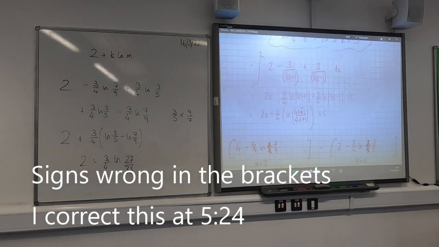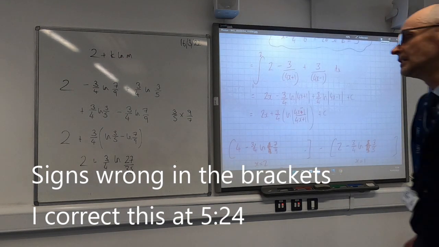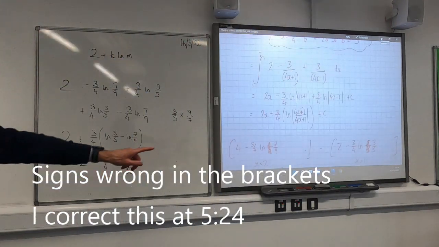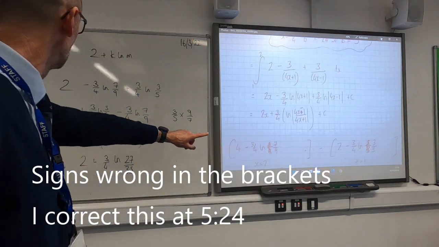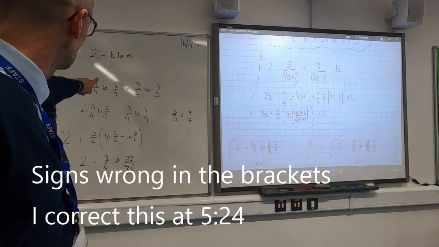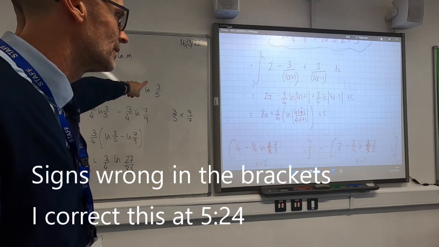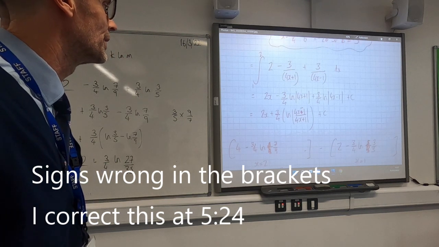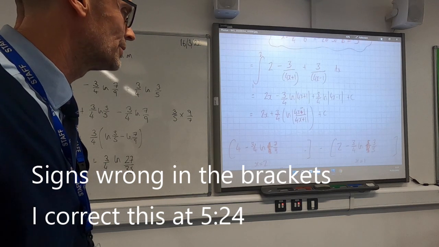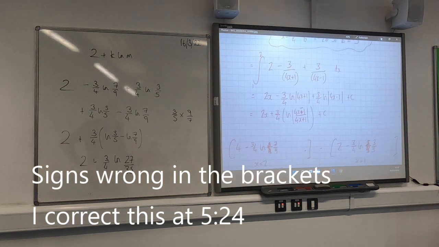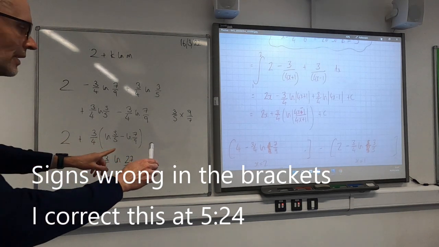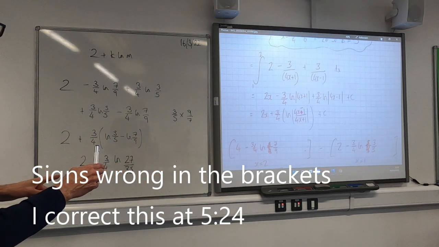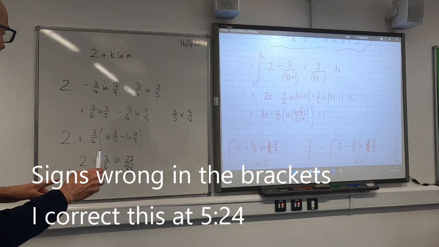Where have I got it wrong? I've got minus 7 over 9 plus. Where have I gone wrong? So where did you go differently to me? Stay tuned. It's the other way around. I've got 7 over 9 minus 3 over 5. Because it's the putting 2 into the function minus putting 1 into the function.